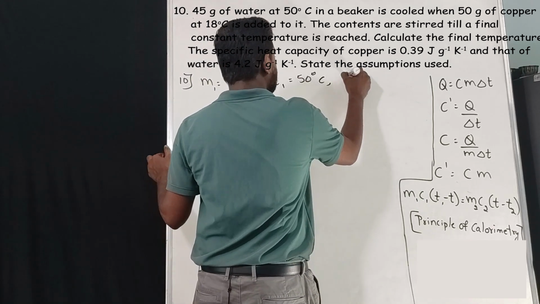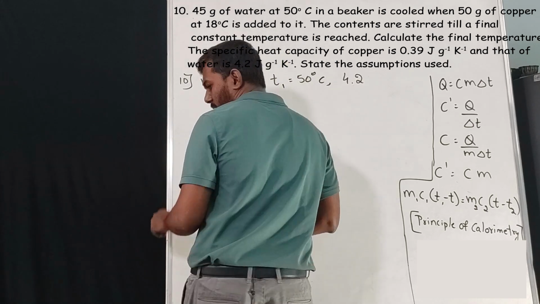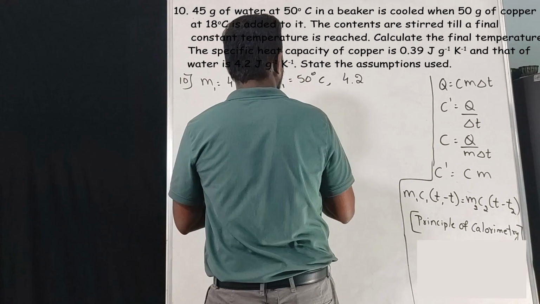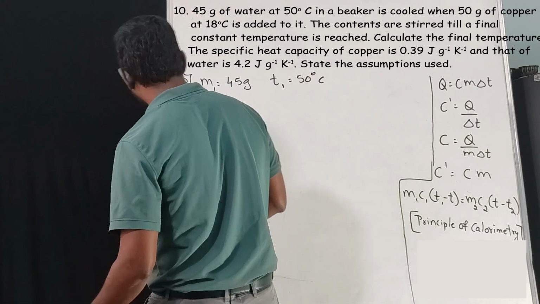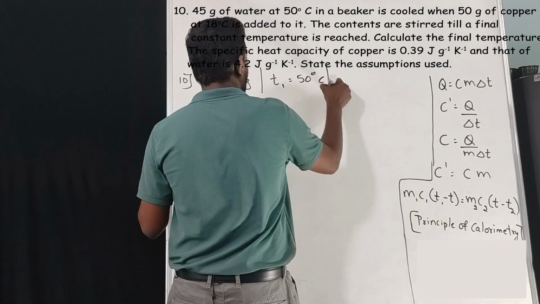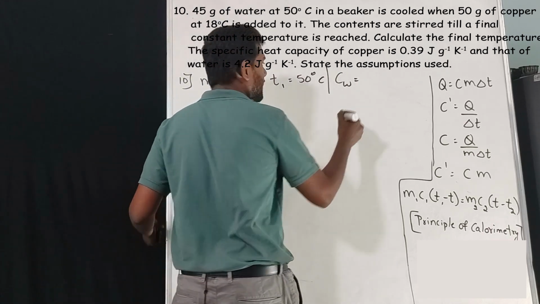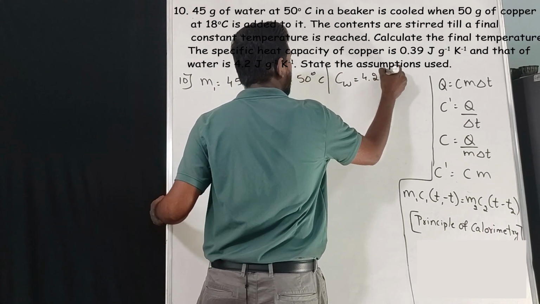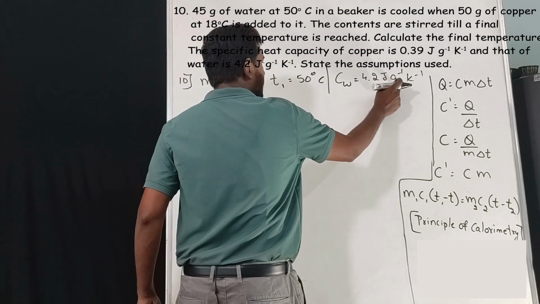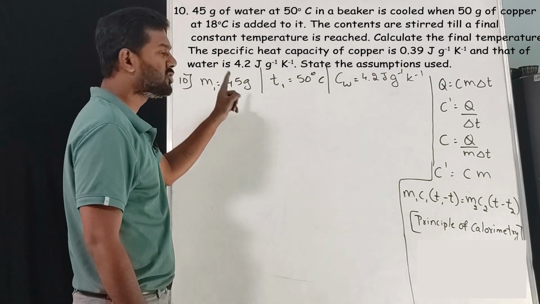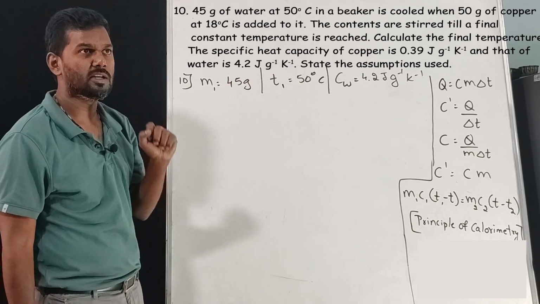is given, that is 4.2, that is nothing but CW, right? Write it as CW just to avoid the confusion. CW, specific heat capacity of water is given, that is 4.2 joules per gram per Kelvin. If this is given in terms of grams, the mass should be in terms of grams. If it is not in terms of grams, you have to convert into kg.